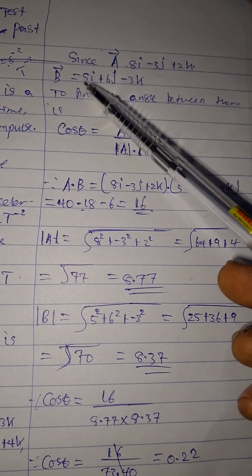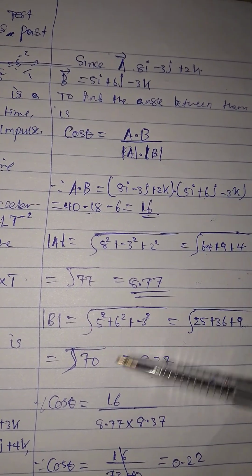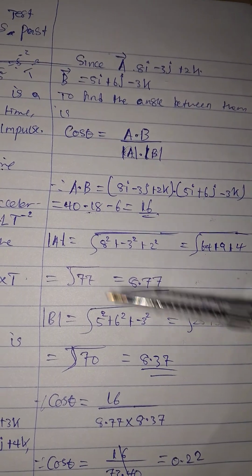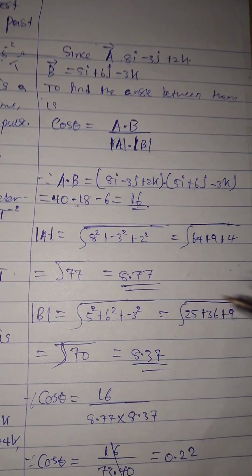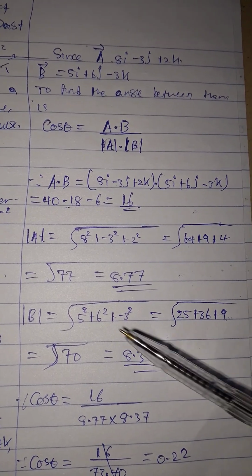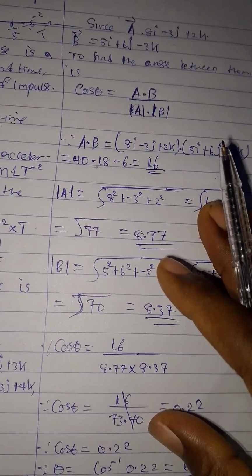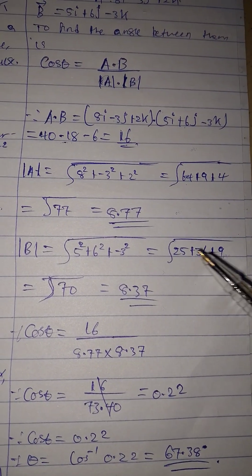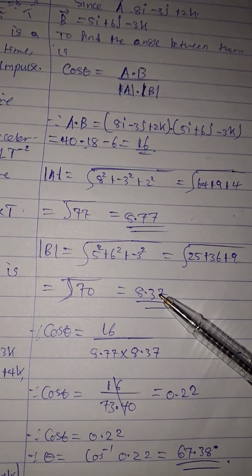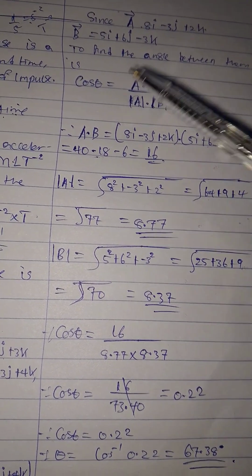I have to find the magnitude of what? B. So that is square root of the whole component of b: 5 squared plus 6 squared plus minus 3 squared. So which is equal to now 5 squared is what? 25. 6 squared is 36. Minus 3 squared is what? Is plus 9. Okay. So this becomes, add everything, I will give you what? Square root of 70. So square root of 70 is the same thing as what? 8.37. Right?